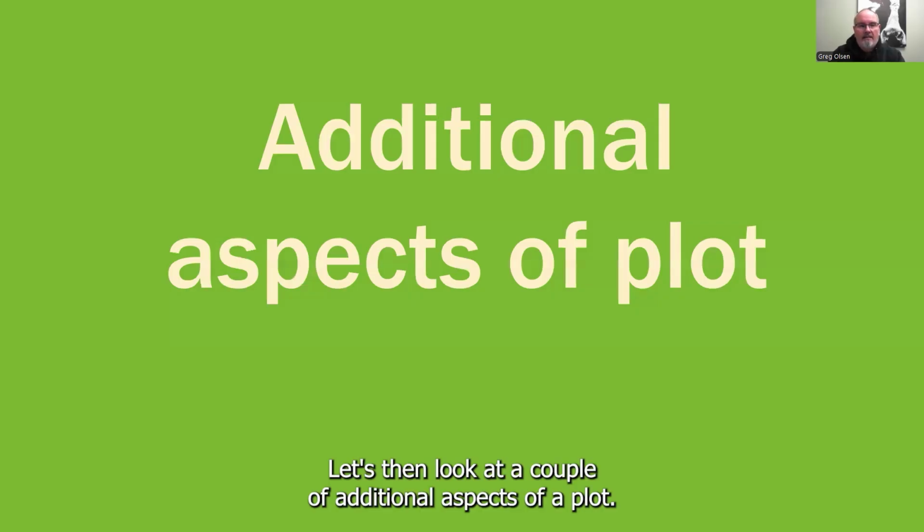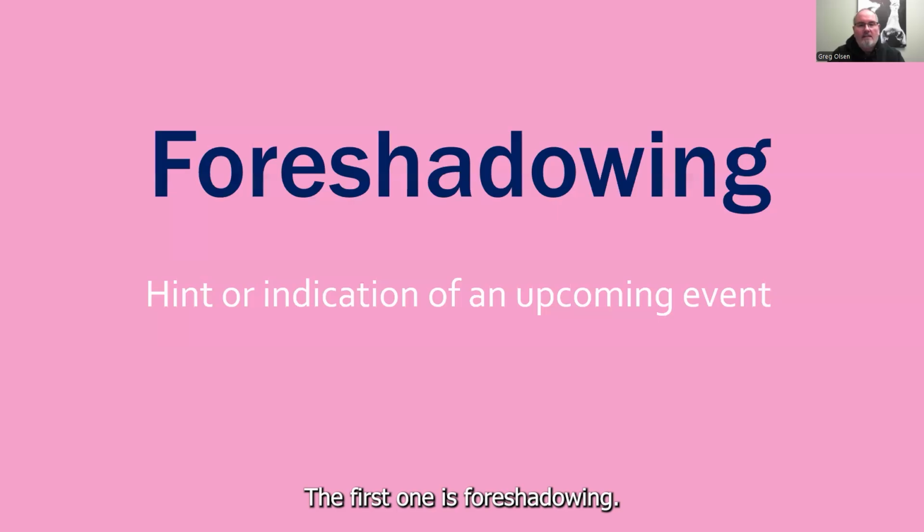Let's then look at a couple of additional aspects of a plot. The first one is foreshadowing. This is a hint or indication of an upcoming event.